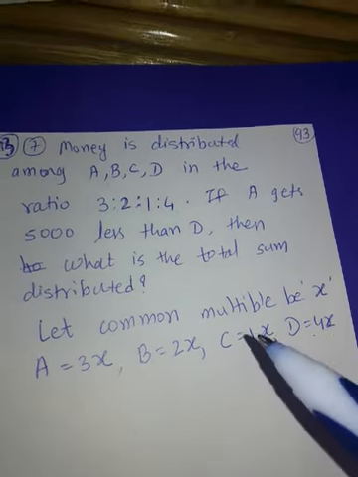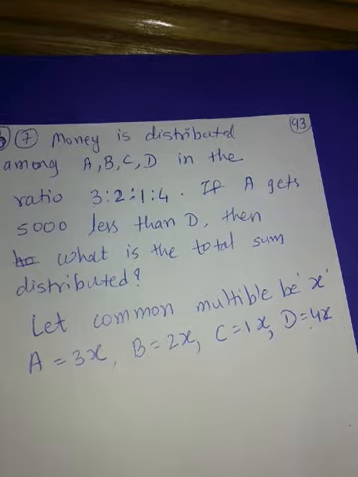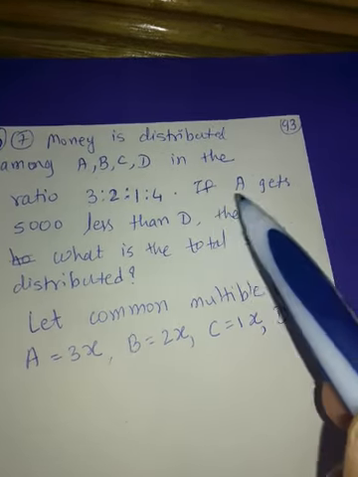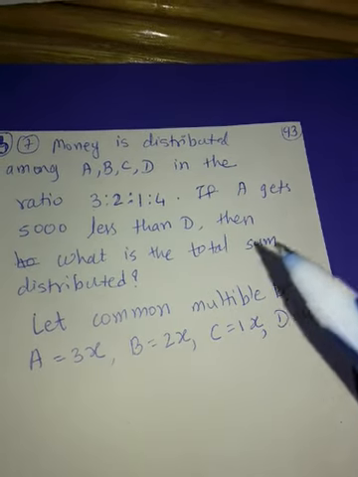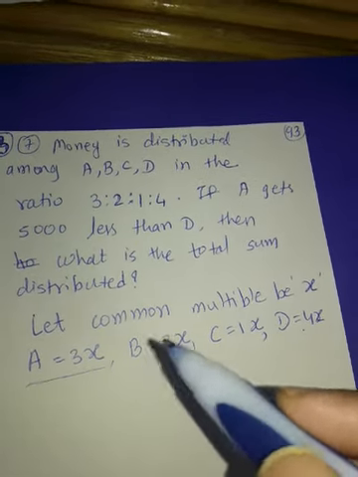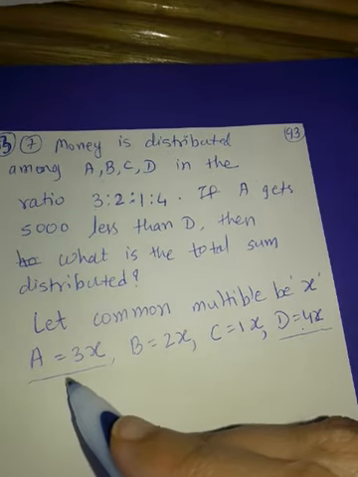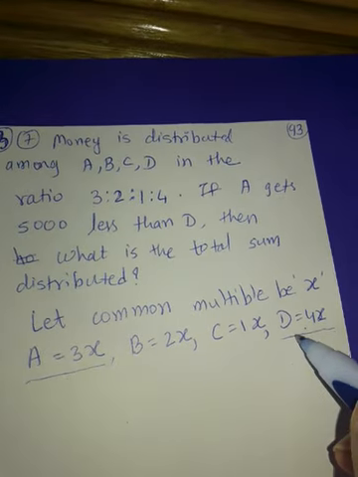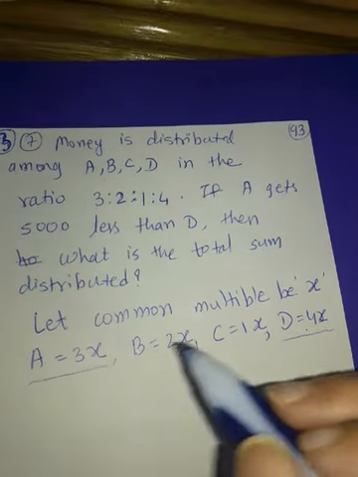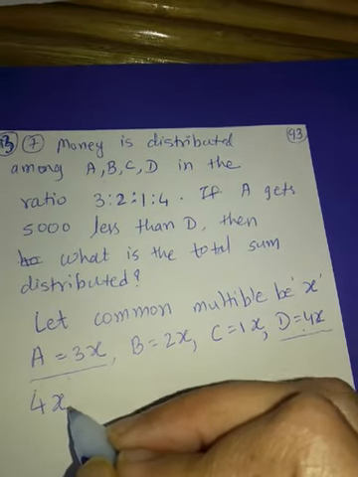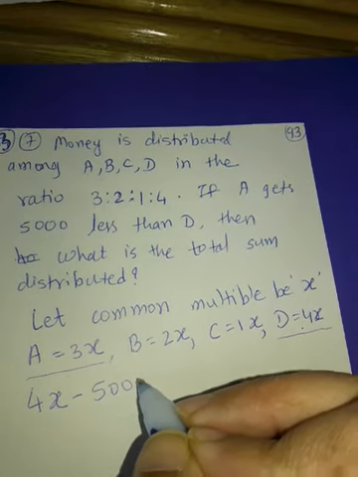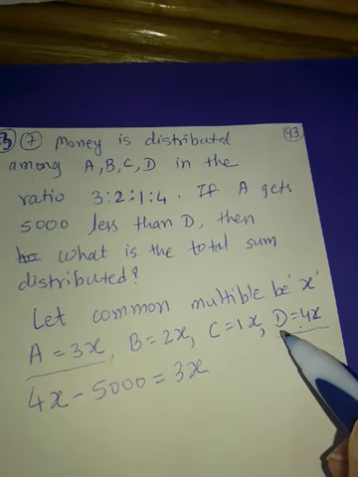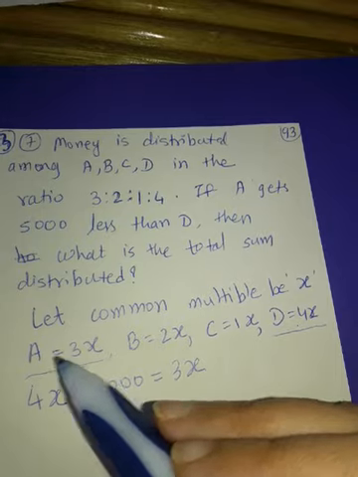Clear? Now they are saying, now total sum is not given to us. We need to find it. But they have given us one relation. A gets 5,000 less than D. This is A and this is D. A gets 5,000 less than D. So when I subtract 5,000 from D, I'll get amount of A. So let me subtract 5,000 from 4X. And that's how I'll get 3X. When I subtracted 5,000 from D's amount, I got A's amount.